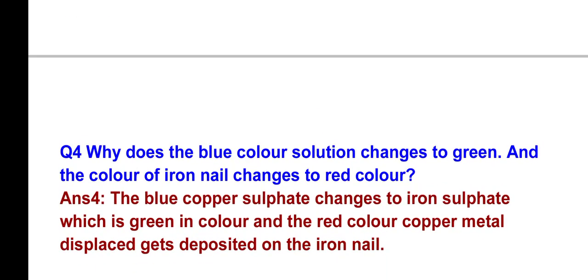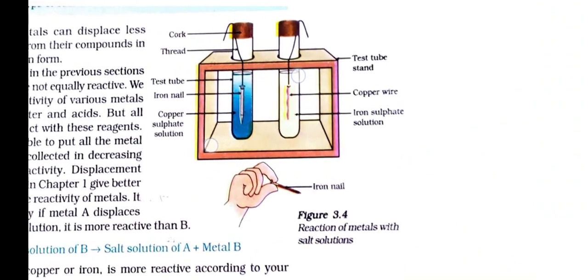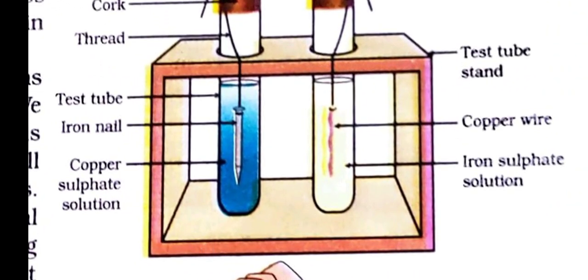Now if we take the fourth question, why does the blue colored solution change to green and the color of the iron nail change to red? The blue colored copper sulfate changes to iron sulfate, which is green in color. So the blue changes to green. And the brown colored metal, which is the iron nail, gets deposited by the red colored copper metal. So it appears to become red after some time, and there will be a change in the color of the iron nail.